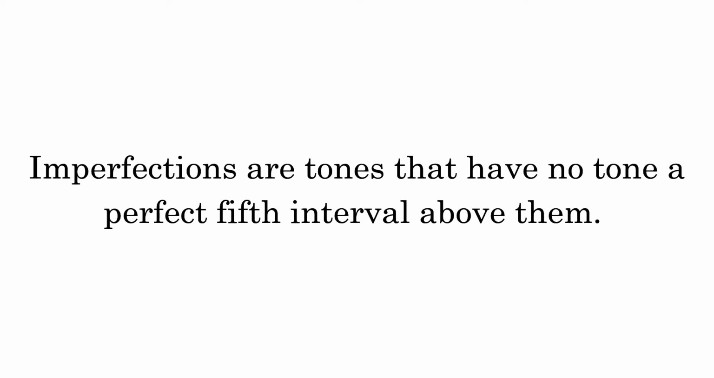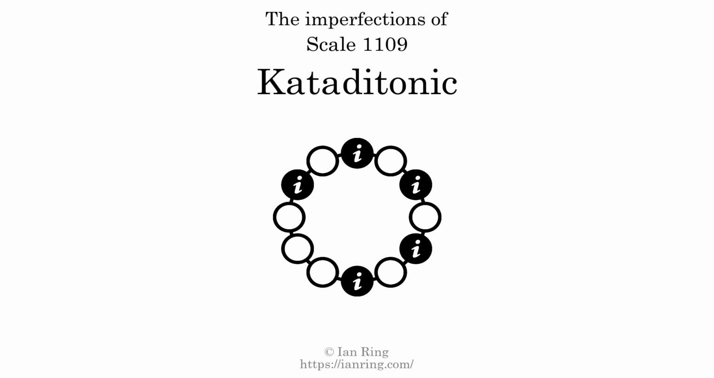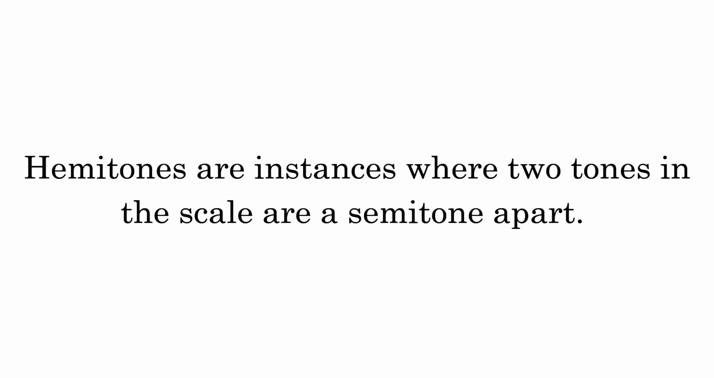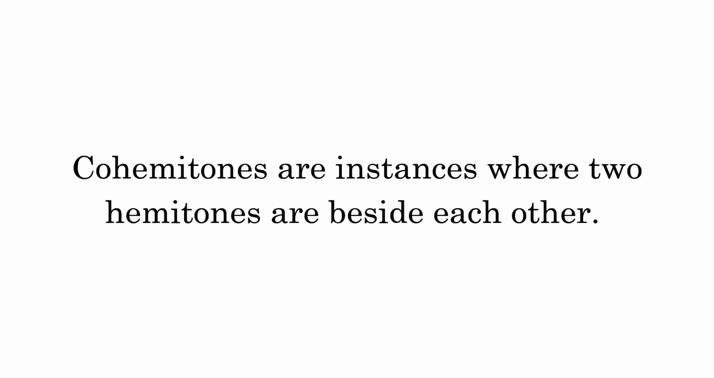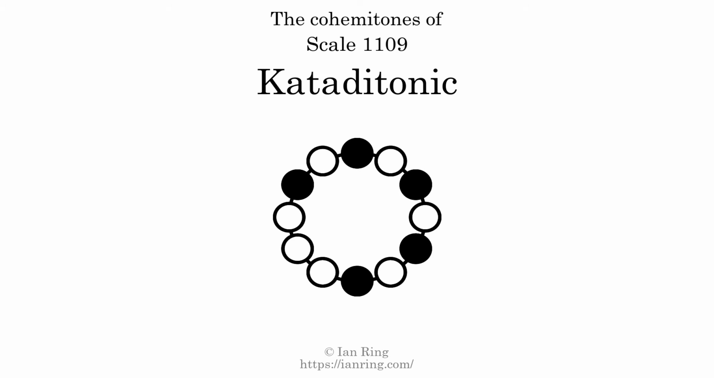Imperfections are tones that have no tone or perfect fifth interval above them. This scale has 5 imperfections. They are at positions here, here, here, here, and here. Hemitones are instances where 2 tones in the scale are a semitone apart. This scale has no hemitones. Cohemitones are instances where 2 hemitones are beside each other. This scale has no cohemitones.